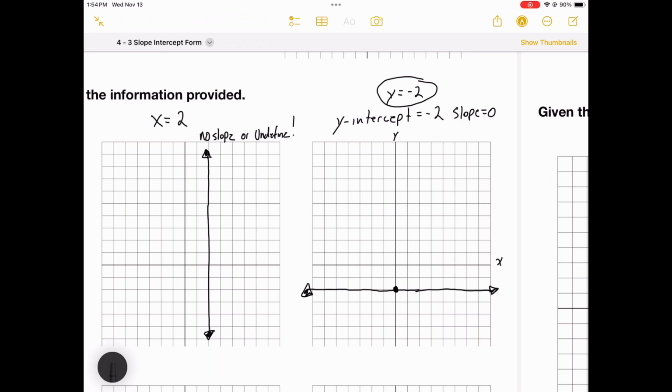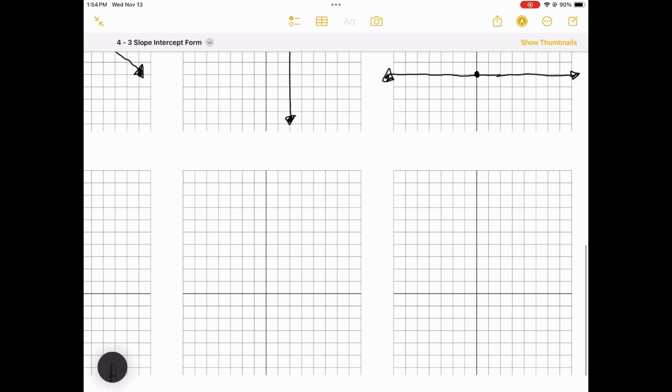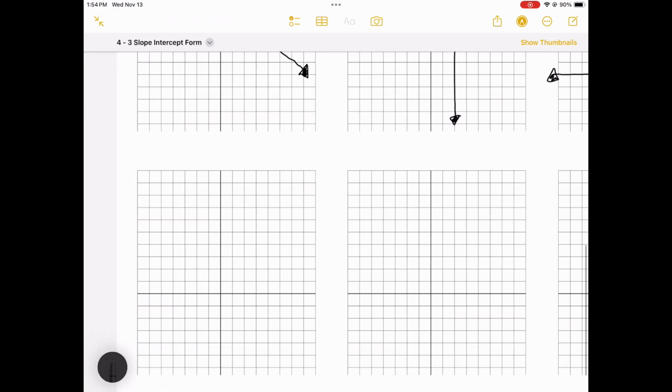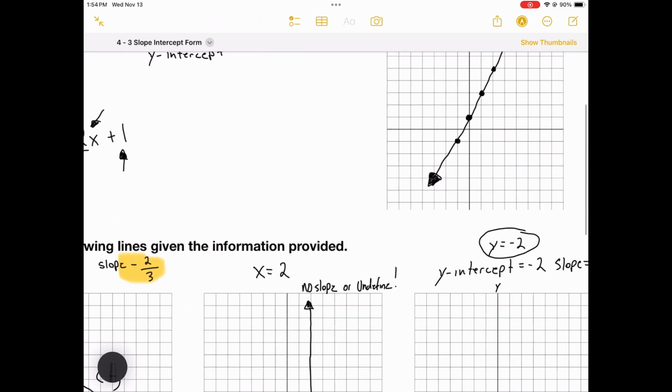All right, and that should conclude that portion. So anyway, you can do some more practice down here if you wish, but I think that covers it. All right, on to the next page.